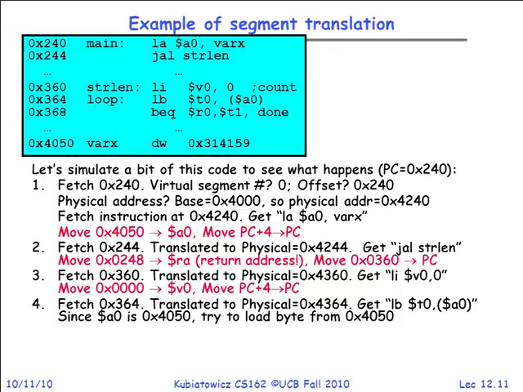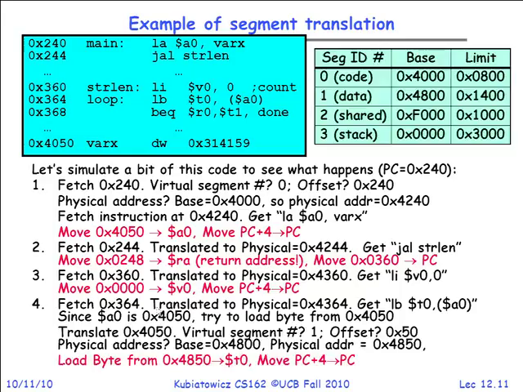Let me put the table back up here. Notice that segment ID 1 has a base of 4800. To translate 4050, we have virtual segment 1, and the offset is 50. Why is the offset 50? I know this seems simple, but I want to make sure we get it. All the lower bits. Yes, if we mask off the 01 at the beginning, everything else is 0000 50. So if the base is 4800 and the offset is 50, our load address is going to be 4850, where we load a byte from 4850, and we're good to go.